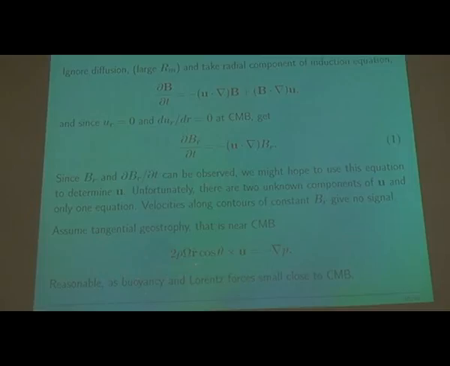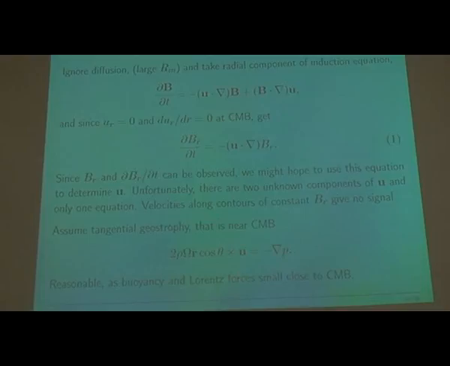The idea of tangential geostrophy is to say that near the CMB, perhaps the Lorentz force J cross B isn't very important. The diffusive terms aren't very important. The buoyancy is not going to be very effective right near the core mantle boundary. So let's say that the radial component of the Coriolis force balances the pressure in that way. So that then gives you further information about U.